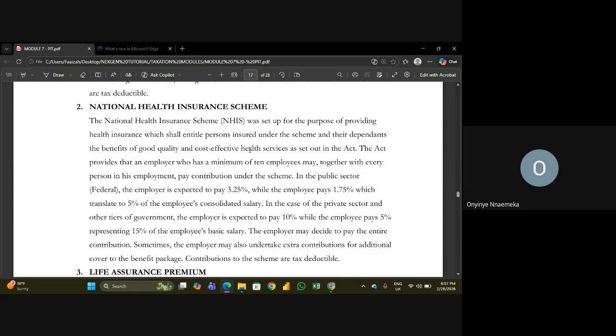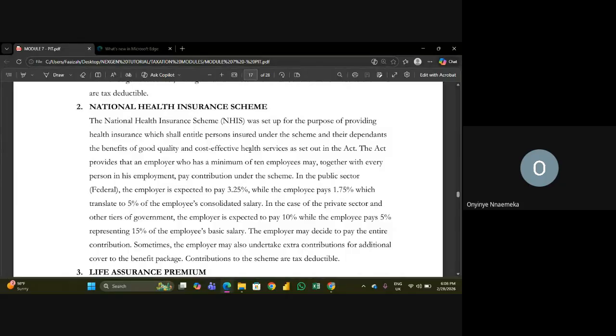In the public sector, that is the federal sector, the employer is expected to pay 3.5%, while the employee pays 1.75%, which translates to 5% of the employee's consolidated salary, like everything together, right? Basic salary, housing, transport, everything together. In the case of private sector and other tiers of government, the employer will pay 10%, the employee will pay 5%, representing 15% of the employee's basic salary.